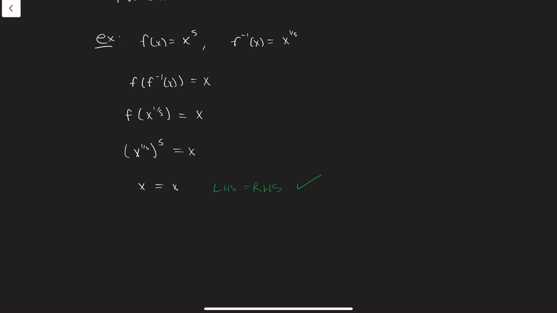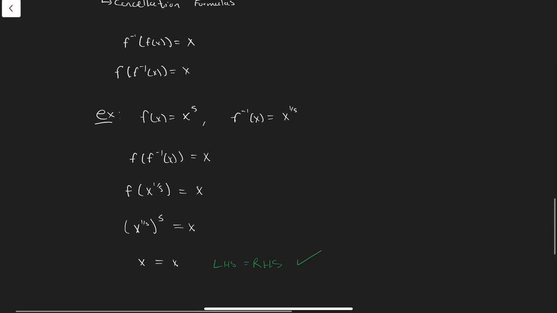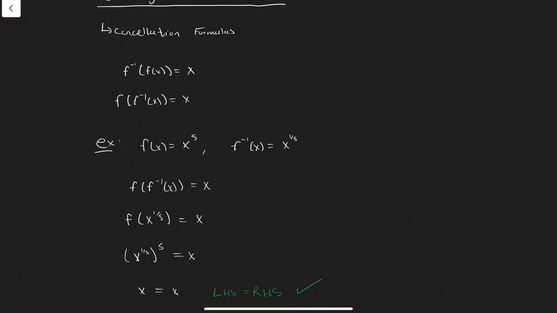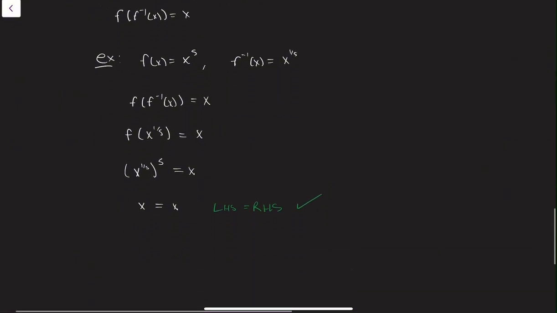And so we can say that if we have a function and its inverse, we can check whether this is a true relationship by seeing if the function and its inverse, when they're composed together, are equivalent to x. This is an important formula, and we'll talk more about this in terms of logs and exponents.